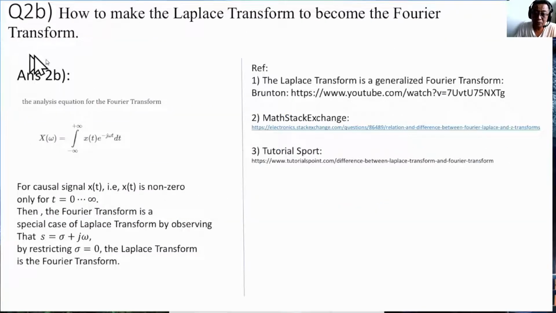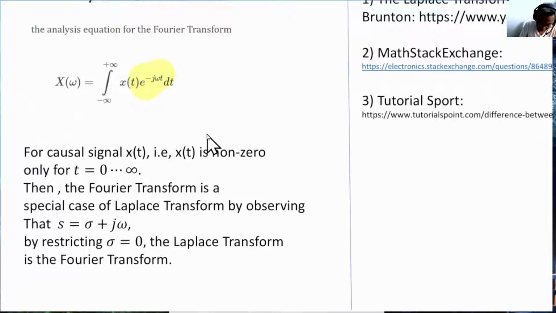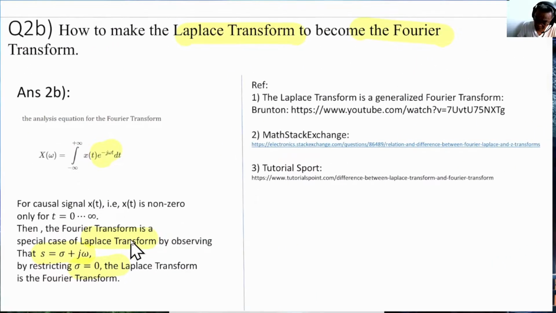So now let's continue with question 2b, how to make the Laplace transform become the Fourier transform. As I have mentioned, the Fourier transform is simply multiplying x of t with e minus j omega t. The difference compared to the Laplace transform is that when we set sigma equals 0, the Laplace transform is the Fourier transform. For a detailed discussion, see Brandon's lecture here, as well as the discussion in Stack Exchange.